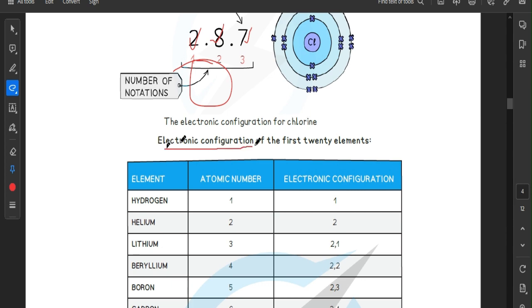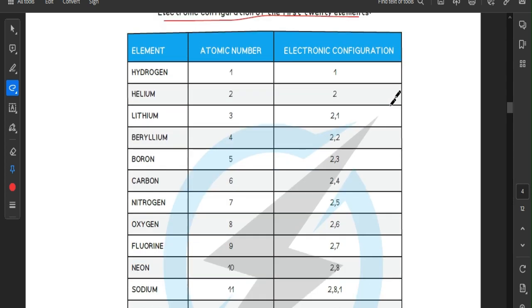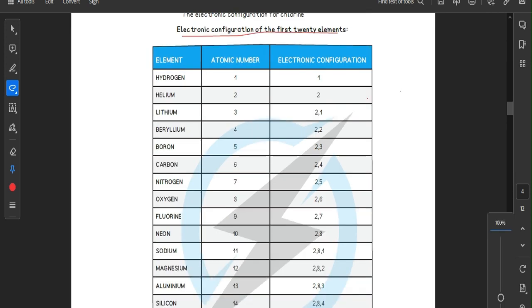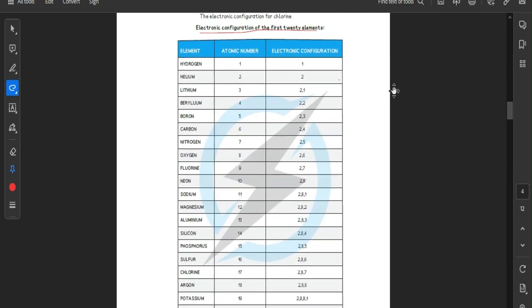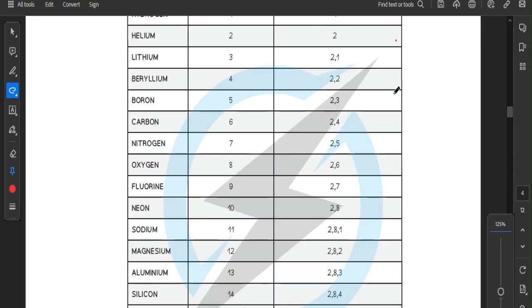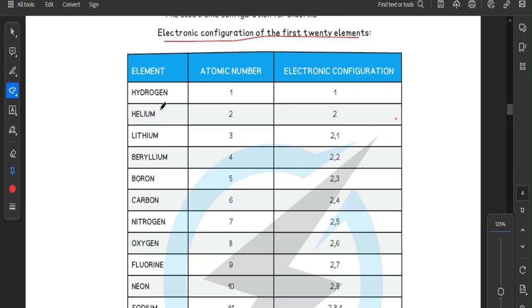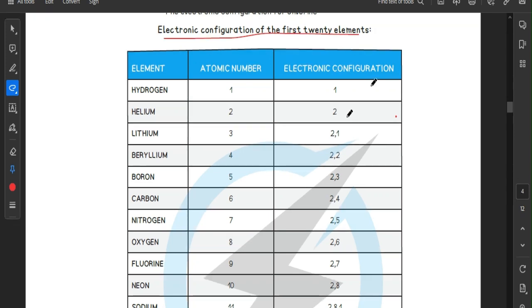Electronic configuration for the first 20 elements. I'll let you all have a look at this. You can take a screenshot of this if you want, and then let's move ahead. For the record, the elements are here, the atomic number is here, and their configuration is here.